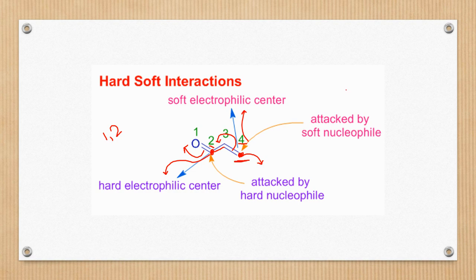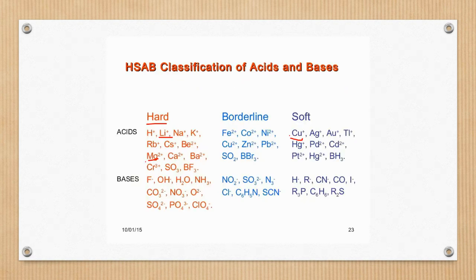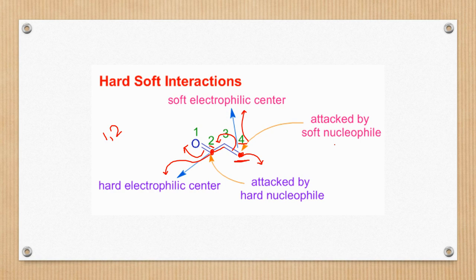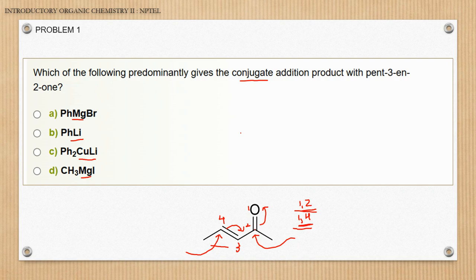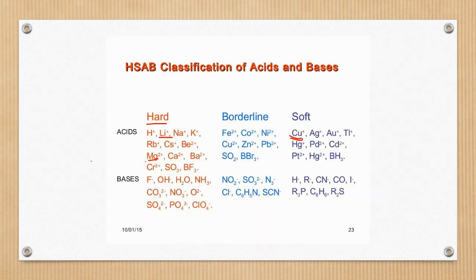But if you compare the copper, we have seen that it is a soft metal. So if it is a soft metal, then it will attack this 4 position, that is the soft electrophilic center. So now it will give you an attack at the beta position of this alpha beta unsaturated carbonyl compound. So copper is the only metal which will give you the alpha beta unsaturated conjugate addition, right? Among these, magnesium and lithium are the hard metals, whereas copper is a soft metal. That is why it gives a conjugate addition.